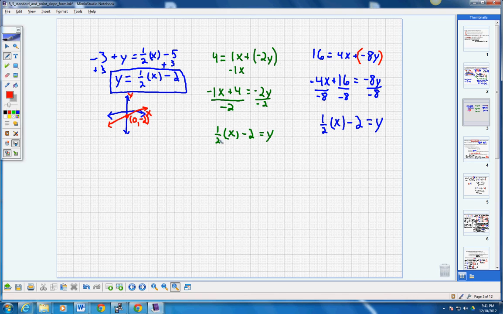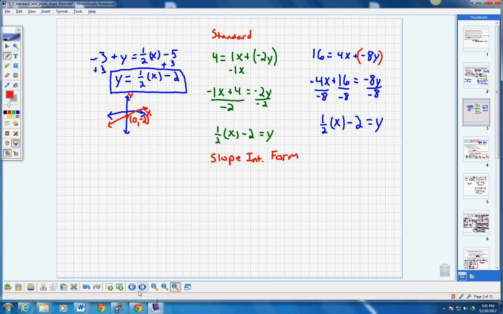This is slope-intercept form. Okay, this up here was standard form. So we were going from standard to slope-intercept. And really all we did was solve for y by using inverse operations. It's a very important skill to learn. Slope-intercept form. And in all three of those, that's what we did there.